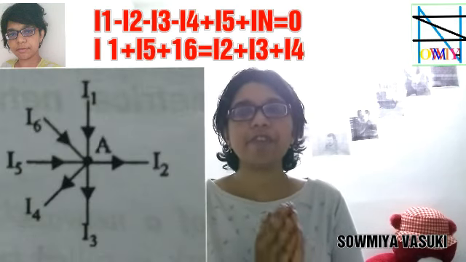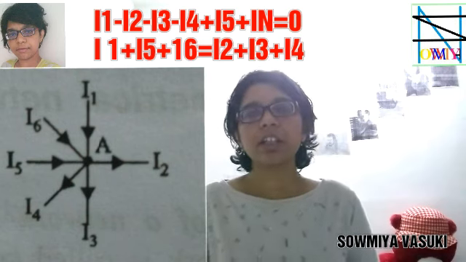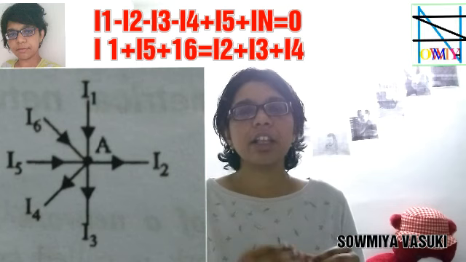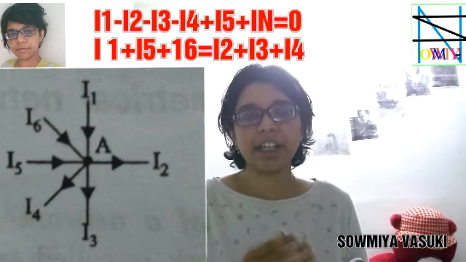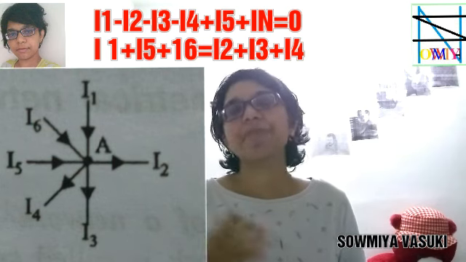Hi, now let's see the topic, Kirchhoff's law. Kirchhoff's law is categorized into two: one is Kirchhoff's current law, and the other is Kirchhoff's voltage law. Kirchhoff's current law means the algebraic sum of currents in a node of a network is called Kirchhoff's current law. The sum of currents entering a node of a network is equal to the sum of currents leaving the node.